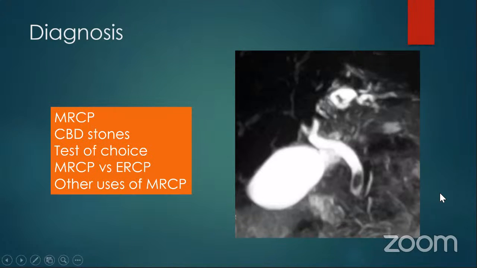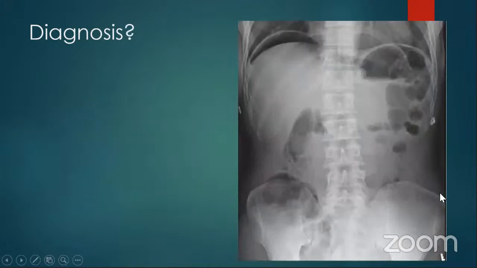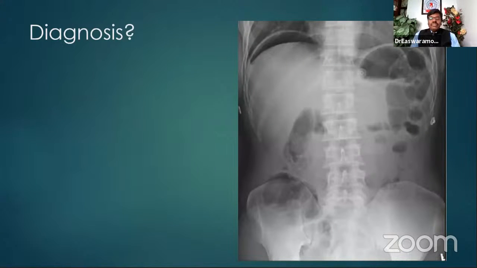Yes, sir. So that's the thing. And this is another one. We are starting from where we stopped. Another interesting X-ray, a patient with acute abdomen. So what is the diagnosis here?